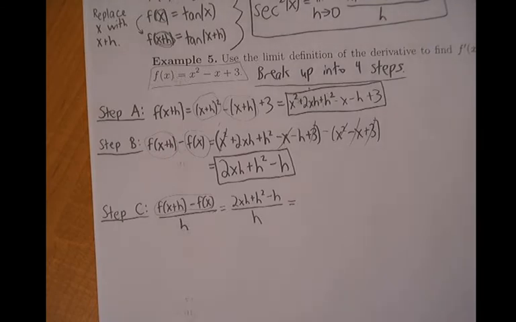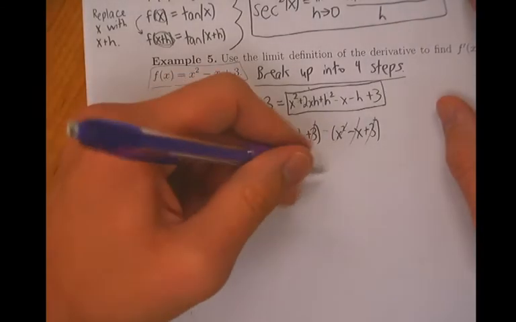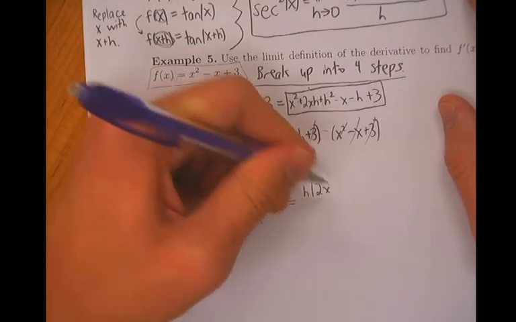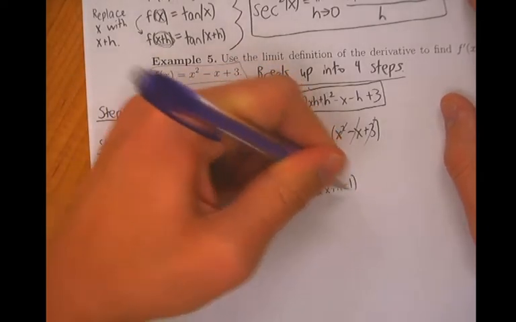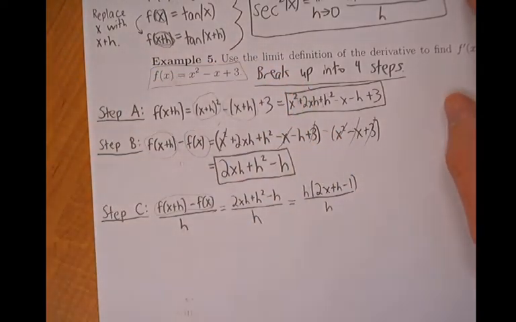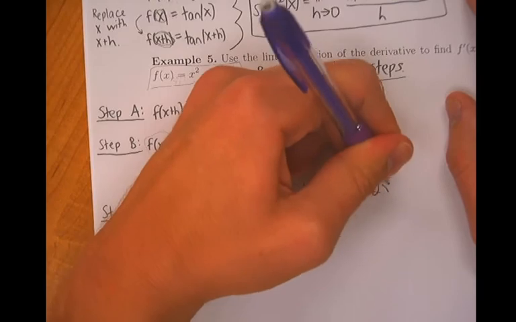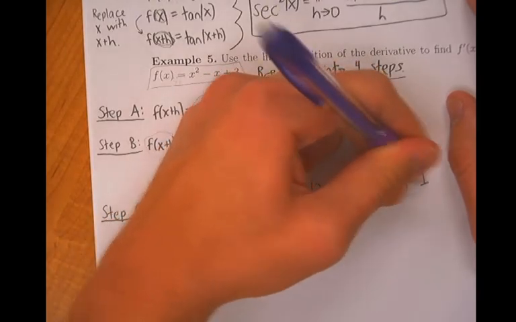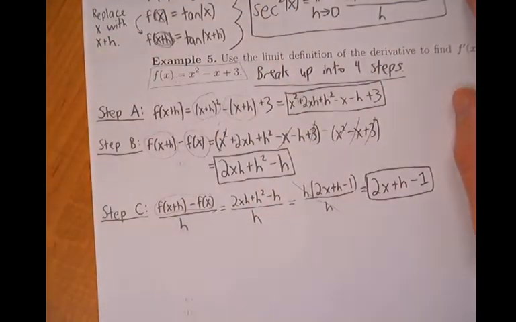What's that? Take h out of the numerator. Right, so if we factor out h, we have h times 2x plus h minus 1, over h. And then you can cancel out the h's. We should be just left with 2x plus h minus 1. Okay?